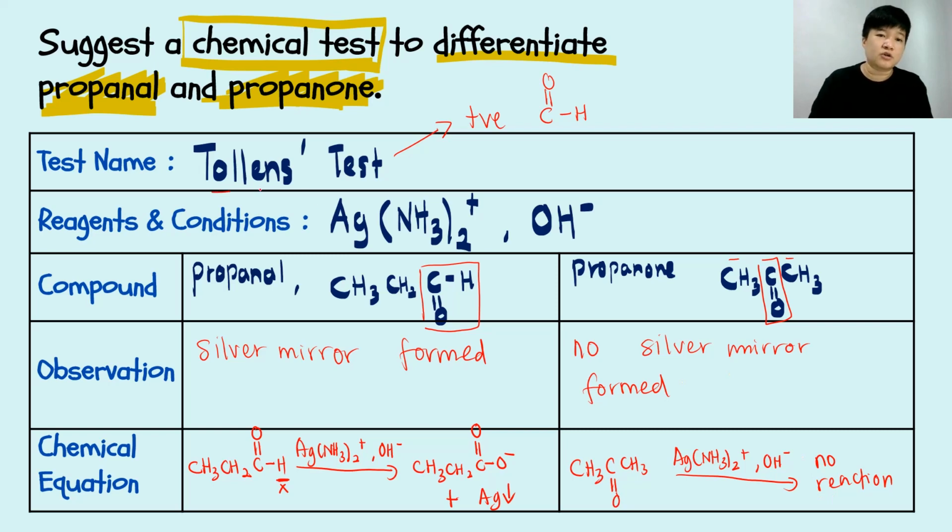So by that in mind, the Tollens test over here will only give you a positive result towards aldehyde by simply removing the H and replacing it with the O minus, forming your silver mirror. Okay, so that is your Tollens test for aldehyde. And how do we use it? We always use it to differentiate aldehyde from ketone. Okay, simple. Next, let's jump straight into our last chemical test, which is your iodoform test.